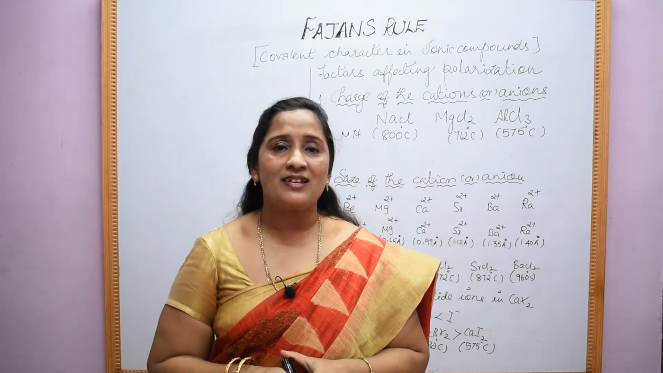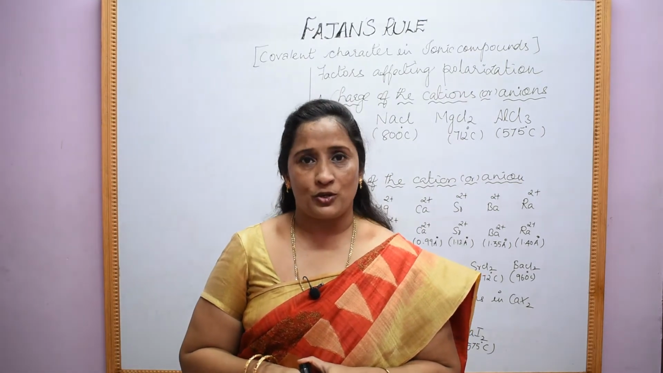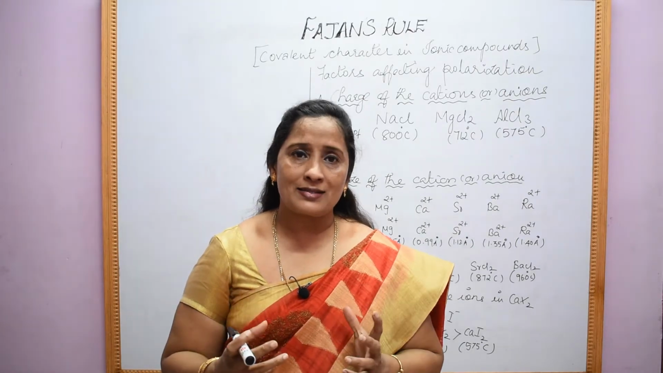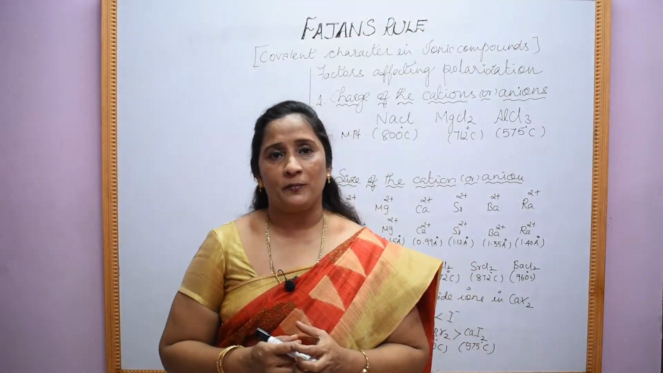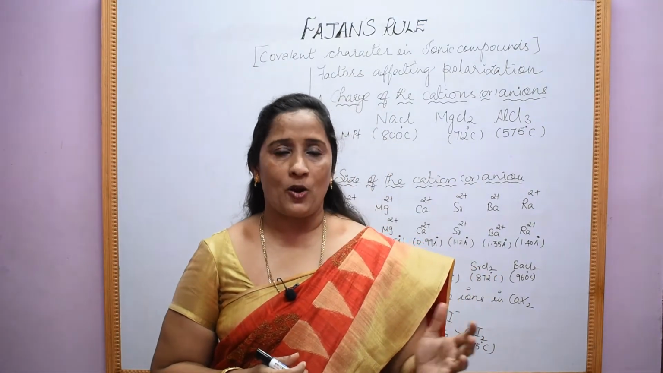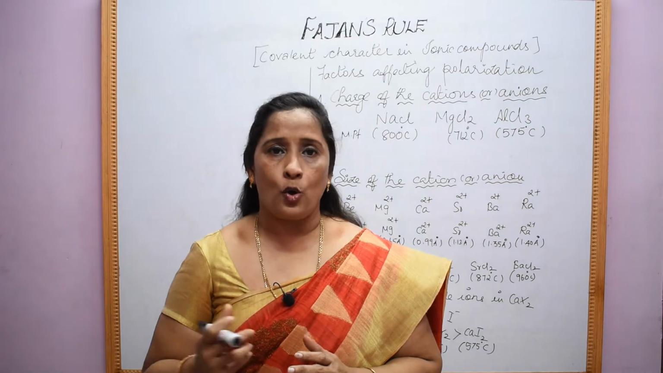In this lecture class, we are going to discuss Fajan's rule. Before going into the details, let us recall our understanding about the types of bonding. We know that there are two major types of bonding. One is called the ionic bond and the other is called the covalent bond.